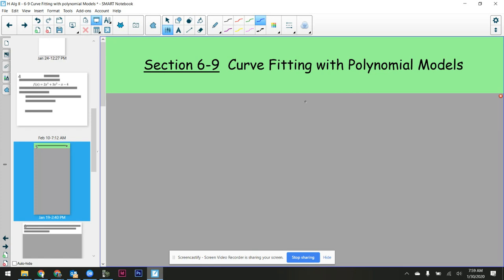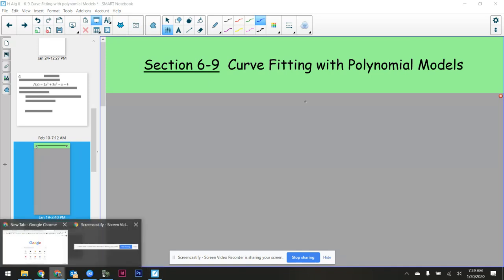So the last section out of chapter 6 is what we're going to do today. We will need our graphing calculator, so go ahead and get those out. Curve fitting with polynomial models. Again, we have learned everything that we are going to do today.